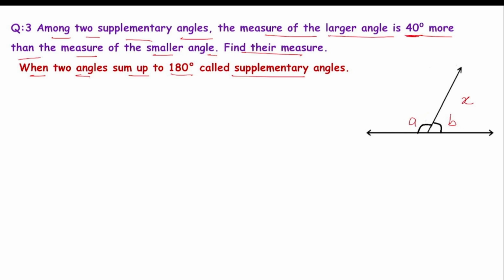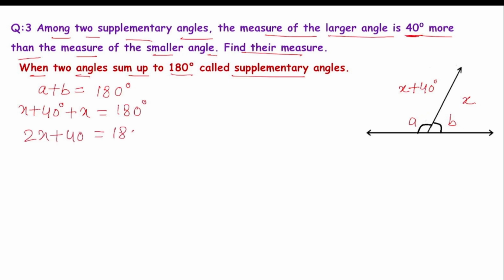Let the smaller one be X degrees. So the larger one will be X plus 40 degrees, 40 more than the smaller one. And the sum of these two angles will be 180 degrees. So A plus B will be 180 degrees. So X plus 40 plus X will be 180 degrees. So 2X plus 40 will be 180 degrees. So 2X, transposing this 40 to this side, is 180 degrees minus 40 degrees. So 2X will be 140 degrees.